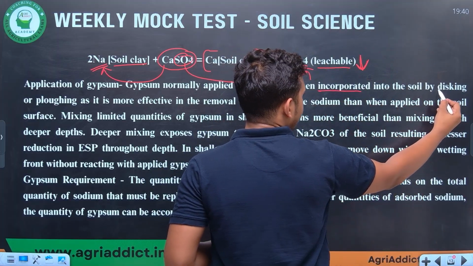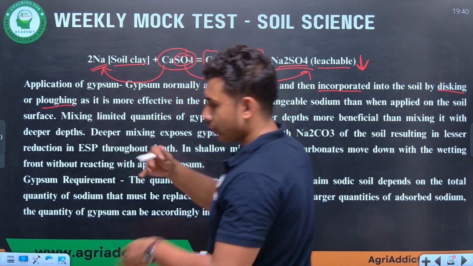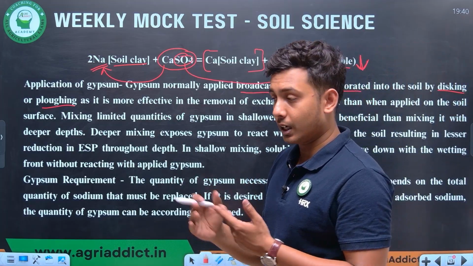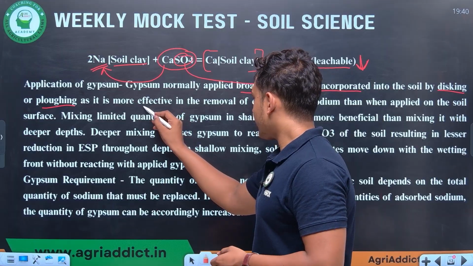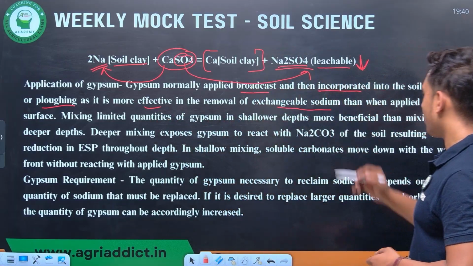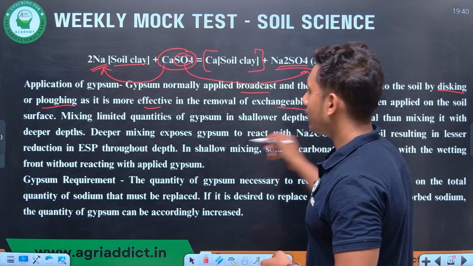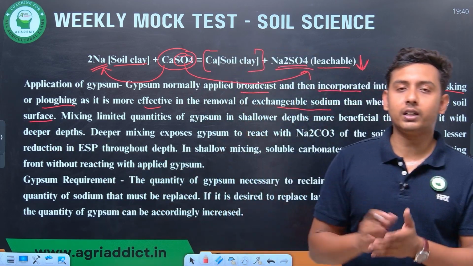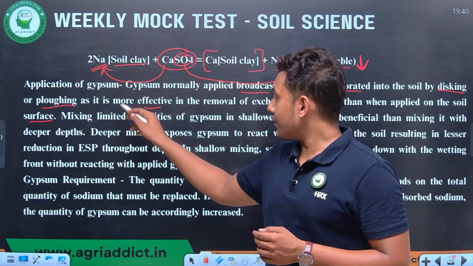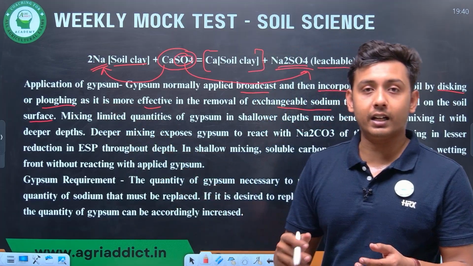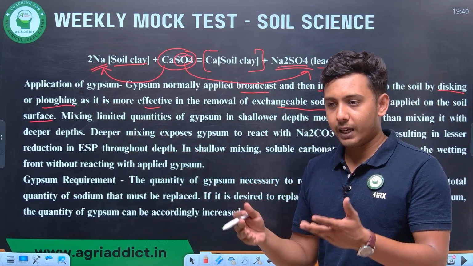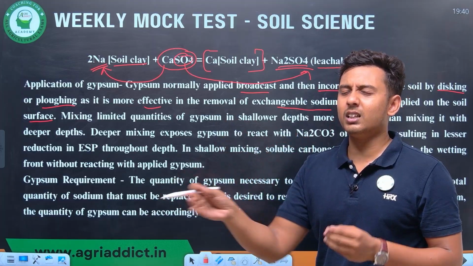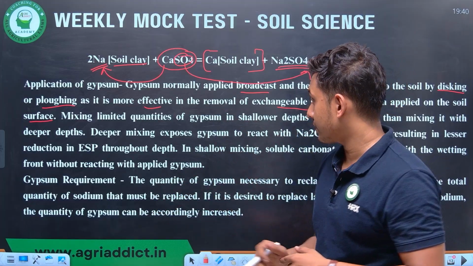Gypsum is incorporated into the soil by disking or plowing. It means we have to mix that gypsum in the upper layer of the cultivated land, and it is more effective in the removal of exchangeable sodium than when applied on the soil surface. Whenever we put it on the surface, it is not as effective as in the plowing layer. If we plow or mix it after applying, the effect is more than just applying it on the surface.